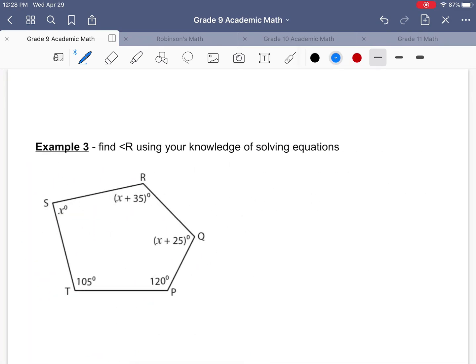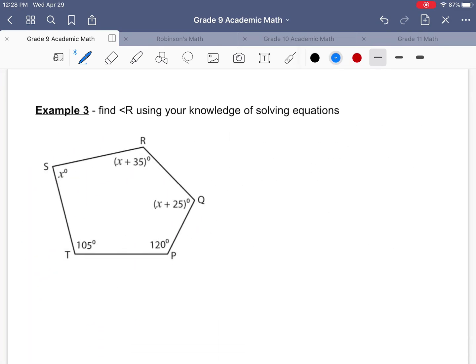Let's do one last example. So we have a polygon here, and we are going to find angle R using our knowledge of solving equations. The first thing we're going to do is count the number of sides. So we have 1, 2, 3, 4, 5 sides. So we have 5 sides here, and that makes this a pentagon, and it's irregular because the sides are not all the same length.